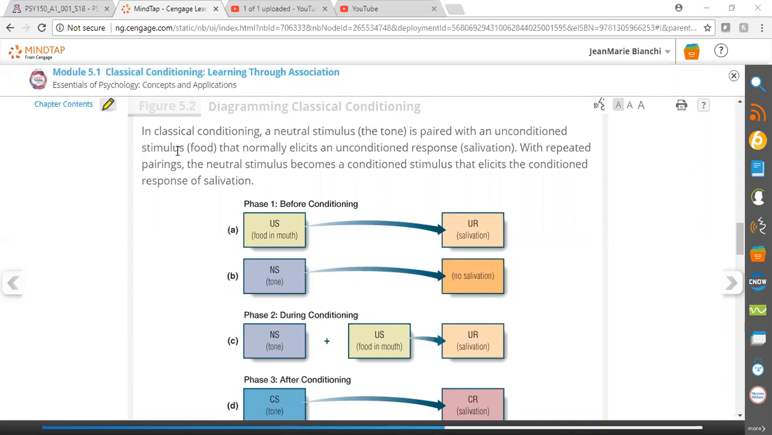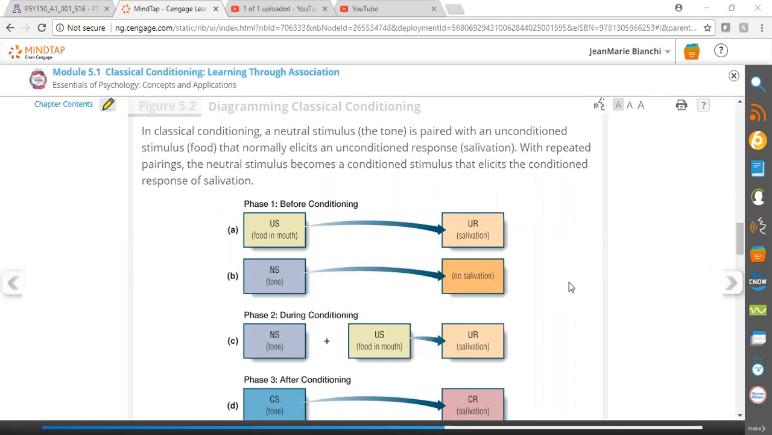In this case, we're looking at the presentation of a tone with food. Now, normally in a dog, a tone does not produce an immediate response, but food naturally produces the reflex of salivation. Classical conditioning is all about learning associations in the environment. And if we pair the tone with the food enough times, eventually the tone itself will produce salivation because the tone has been linked with the presentation of food.